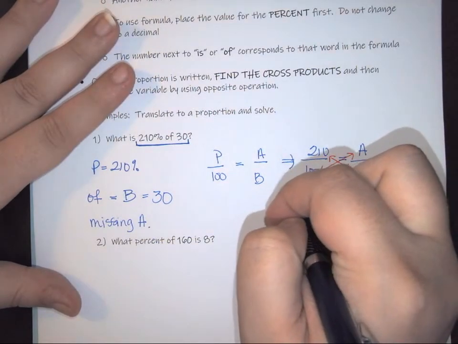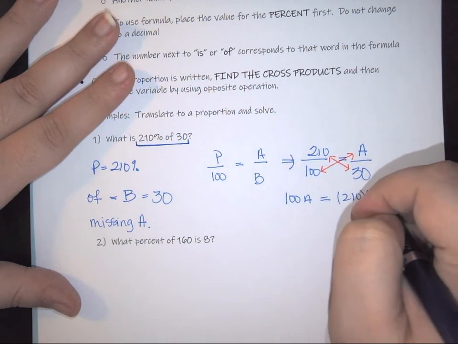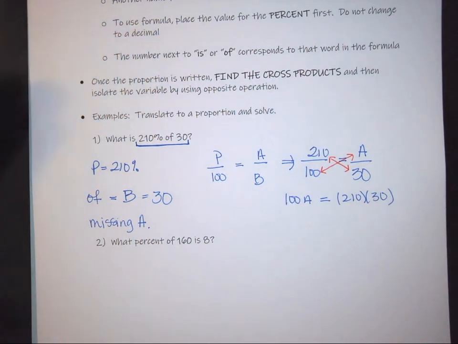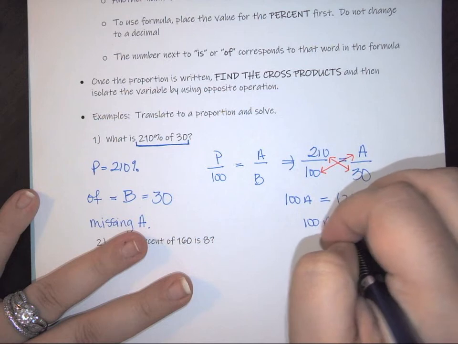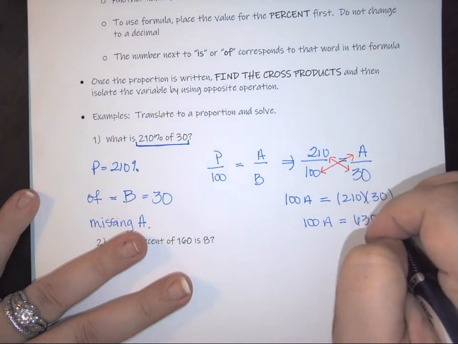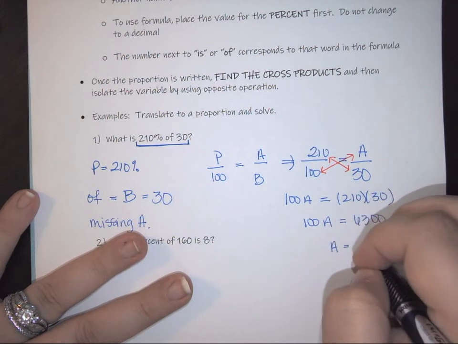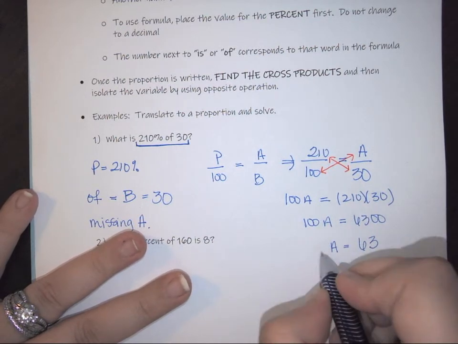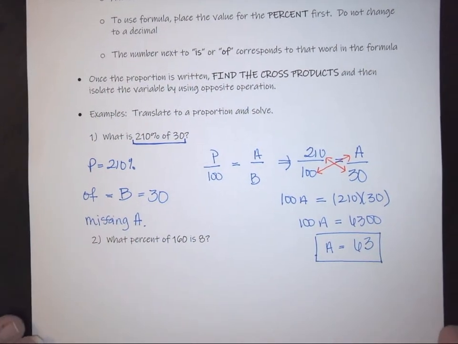So here we've got 100A is equal to 210 times 30. So 210 times 30, excuse me. So we have 100A is equal to 6,300. We have to divide everything by 100, so we find out that A is equal to 63. And this was actually the result that we were looking for.